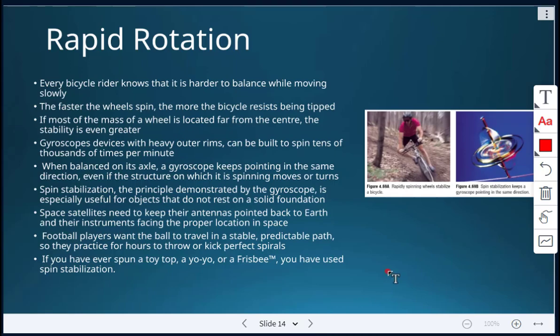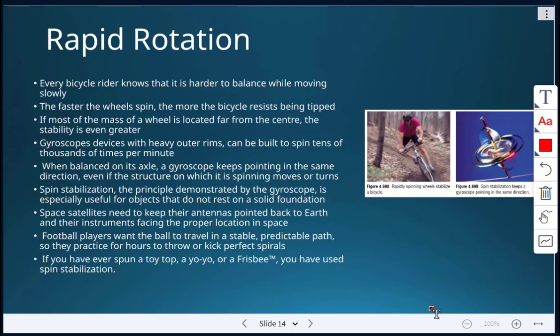Lastly is something called rapid rotation. If you've ever ridden a bike, you know that it's harder to balance while moving slowly. The faster you're spinning the wheels, the more the bicycle resists being tipped. Also, if most of the mass of a wheel is located far from the center, the stability becomes even greater.